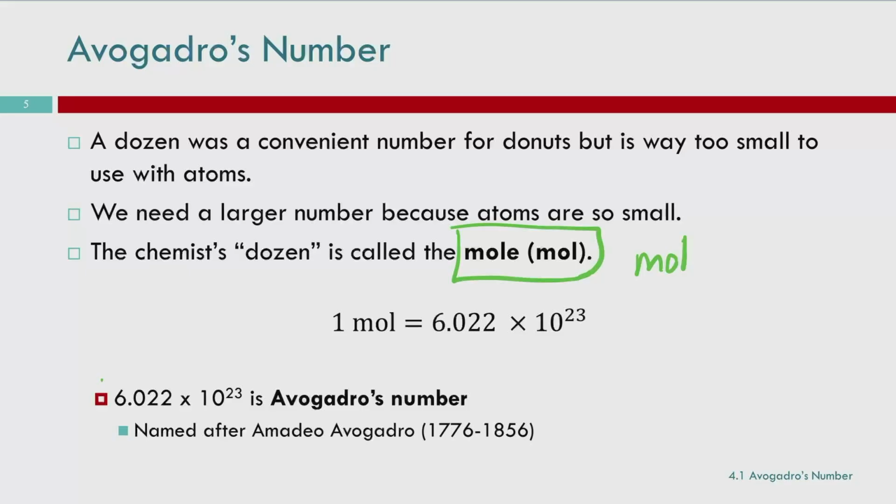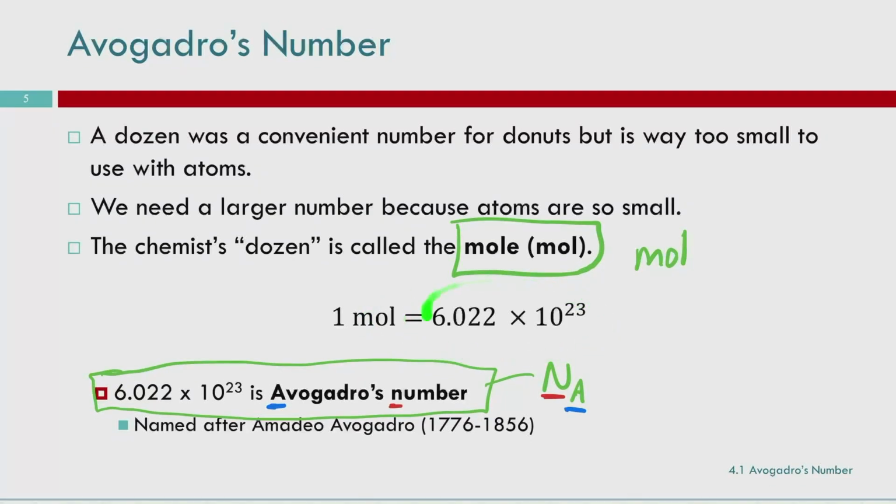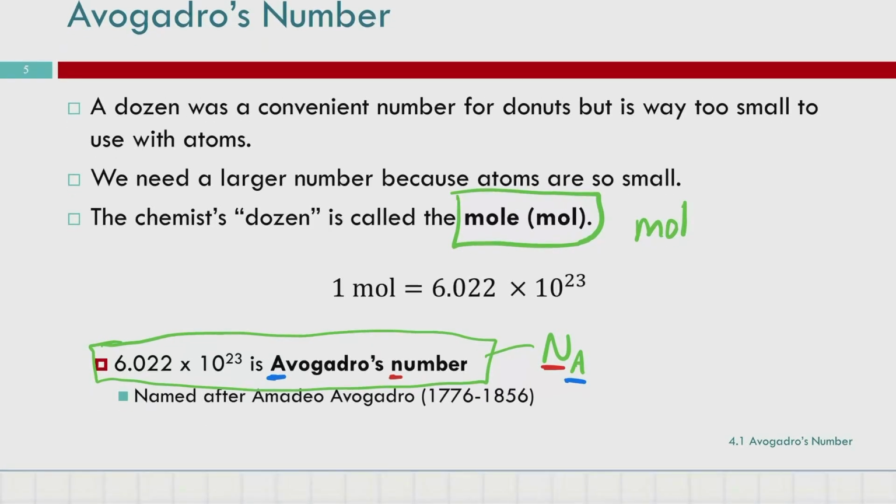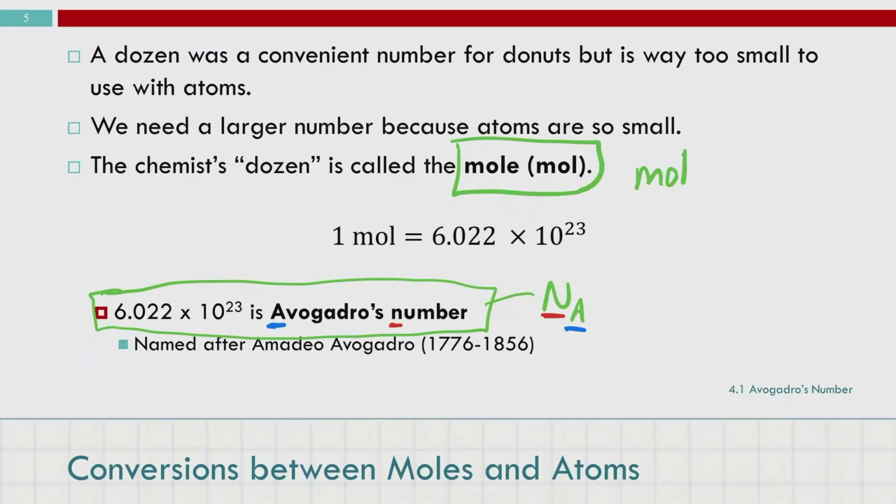And that number is Avogadro's number. Sometimes you'll see this represented as capital N with a subscript of capital A, the N standing for number, the A standing for Avogadro. So sometimes you'll see that, named after Amedeo Avogadro. This is a number that we'll be using a bit in this class. There's a couple of ways that you can enter this into your calculator. When we get to a calculation, I'll show you that.